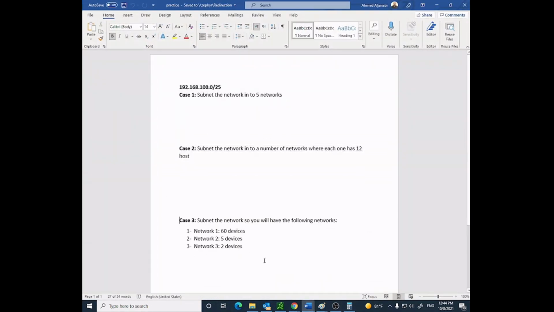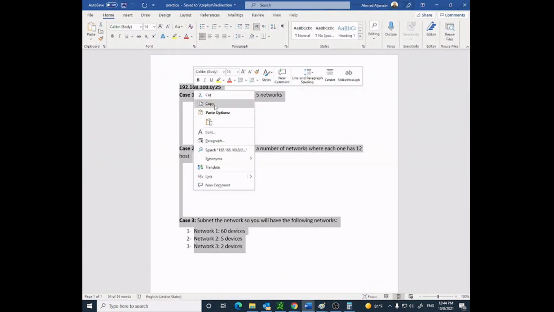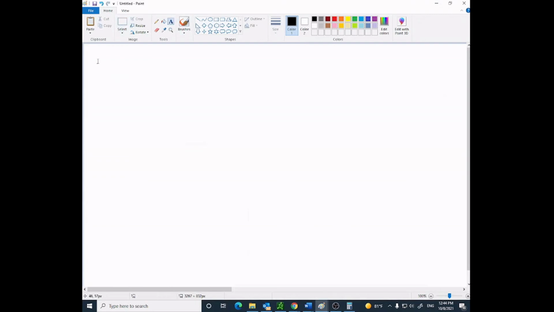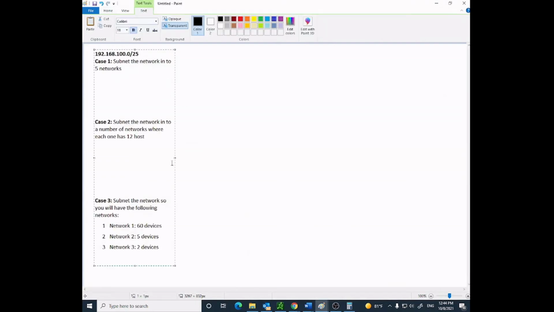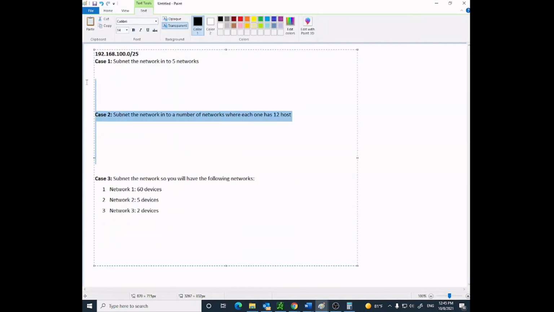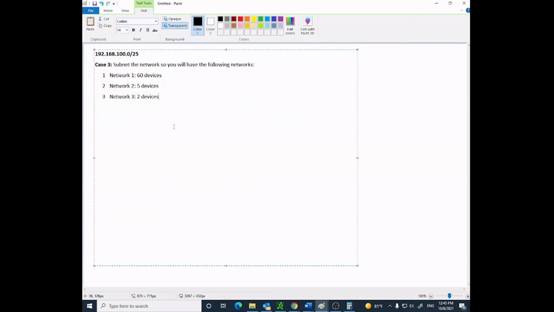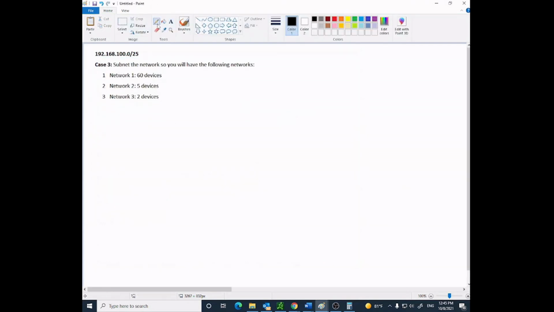So I am going to copy all of this. Let's put it here. Let's extend the view, take all this out, and keep case 3. Now in case 3, what do I have? I have the same IP address, but this time I'm telling you that I am supposed to have 60 different devices for network 1, 5 devices for network 2, and 2 devices for network 3. So how do I handle the situation? We take each network individually, starting with network number 1.